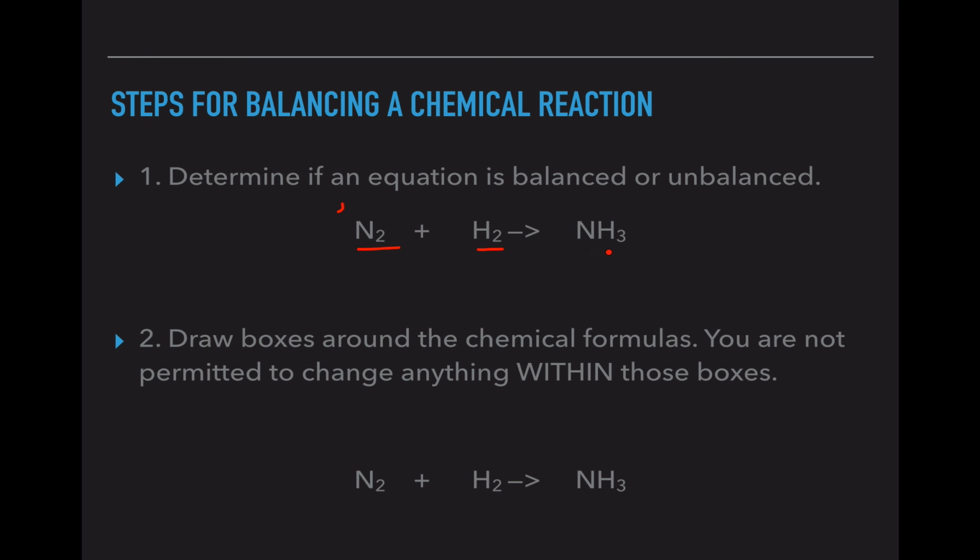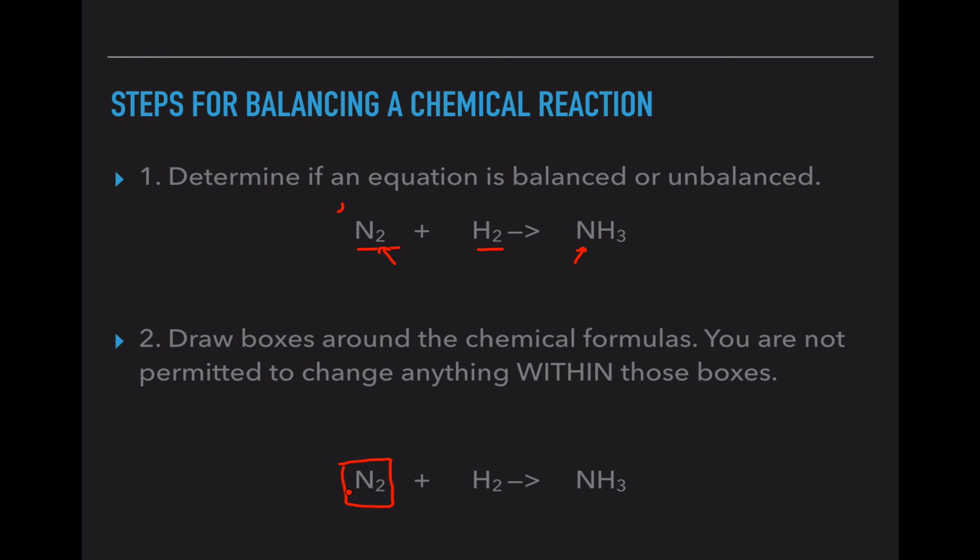N2 + H2 yields NH3. I can already see that I have 2 N's on this side and only 1 on the right. So I can determine this is an unbalanced chemical formula. Step 2, draw boxes around the chemical formulas, because you are not permitted to change anything within those boxes.